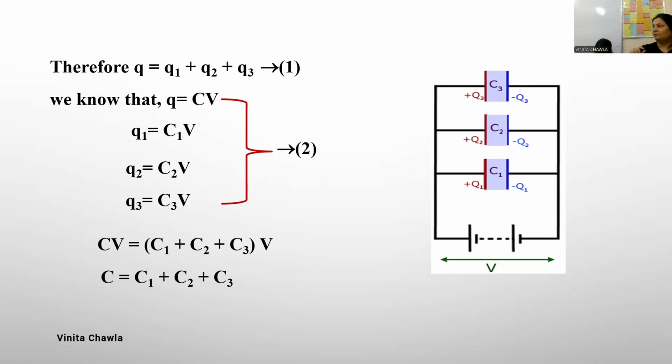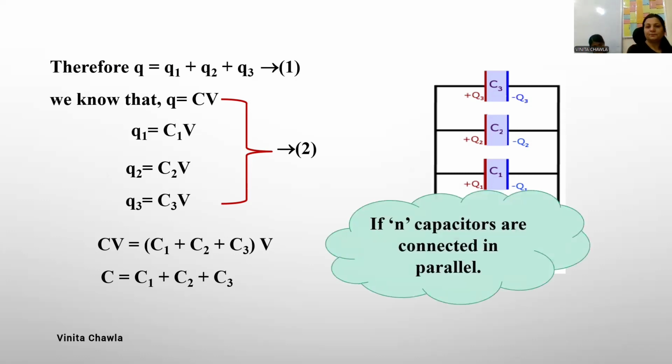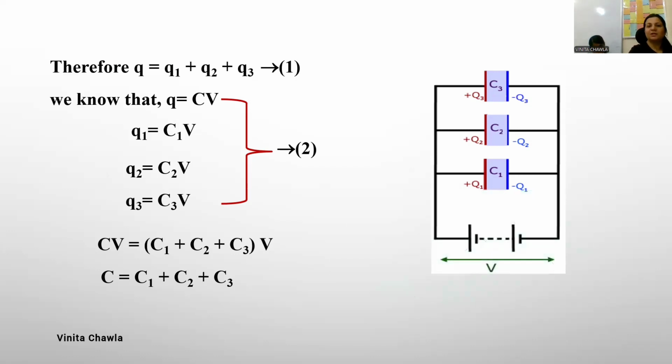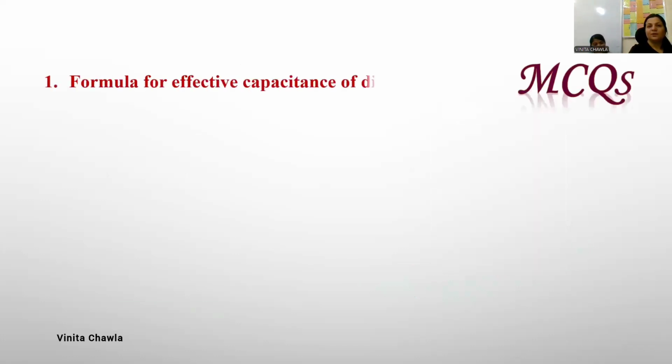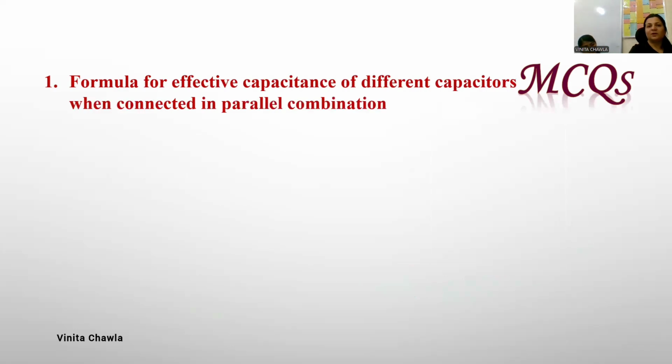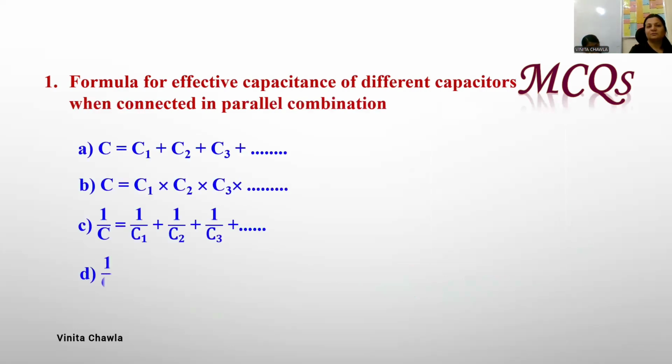In resistance it was the opposite. In resistance, in series we added directly, and in parallel we took reciprocals and added. And in capacitors, what do we do? In series we take reciprocals and add, and in parallel we simply add. Okay? If we have n capacitors connected in parallel, then it goes up to Cn. So we can write summation i equal to 1 to n Ci. This is the formula for effective capacitance of different capacitors when connected in parallel combination.